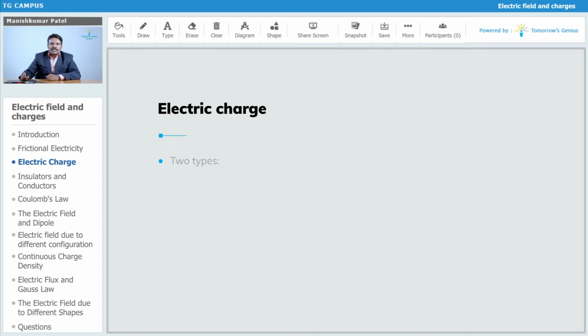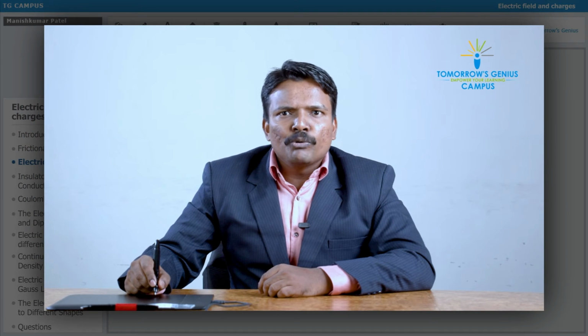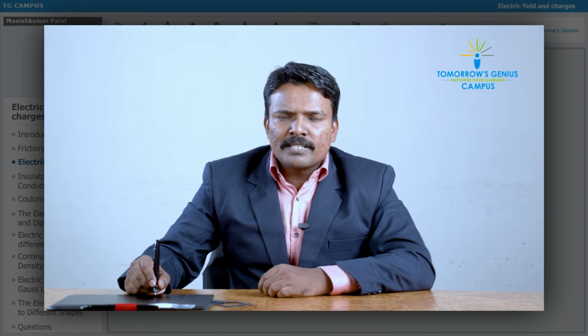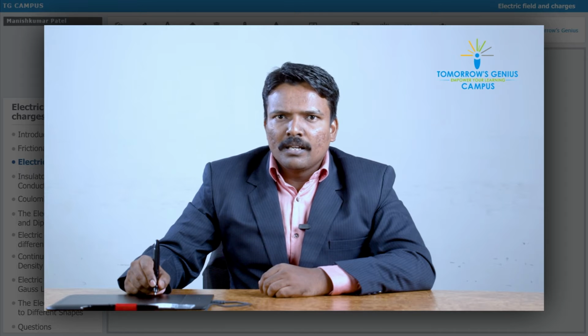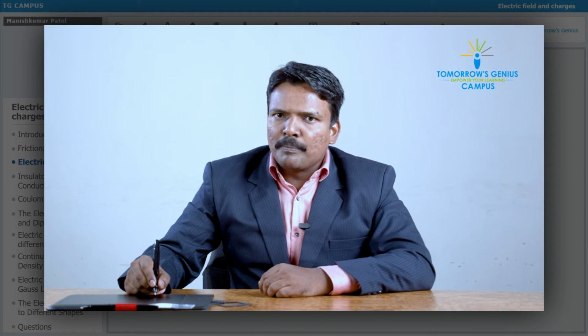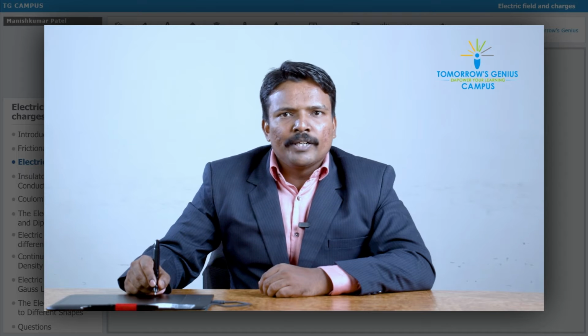How many types of charges are there? Basically there are two types of charge, one is positive and another is negative. The positive charge we can call the charge on the proton, and the negative charge is the charge on an electron. Whenever we bring two charges together, if they are of the same nature they repel, and if they are of opposite nature they attract.